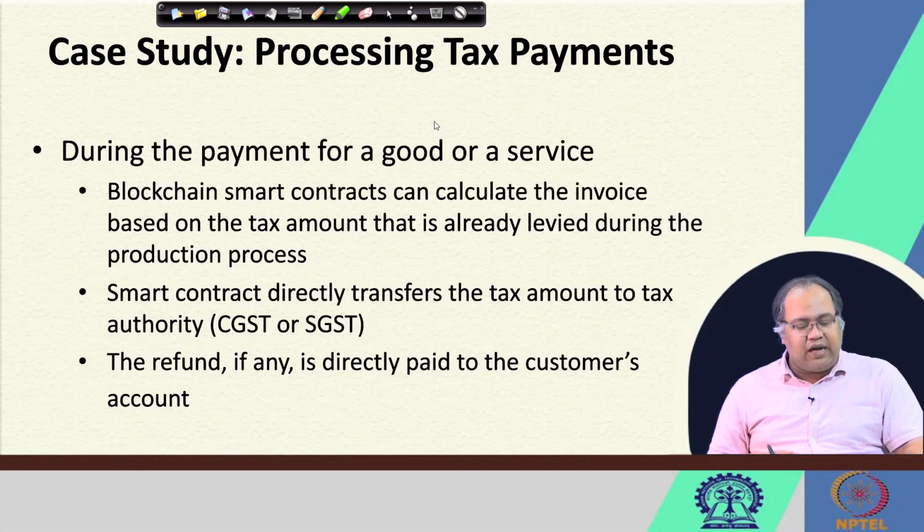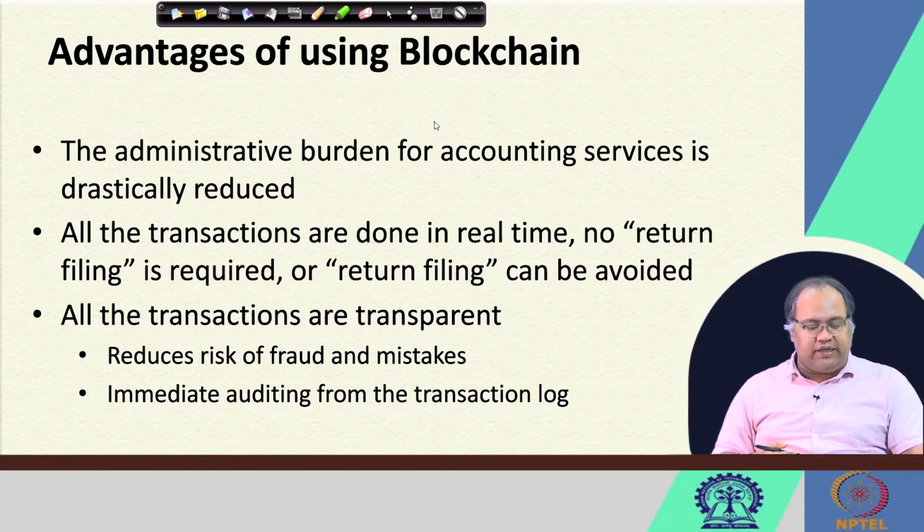As I mentioned earlier, during the payment for a good or a service, these blockchain smart contracts can calculate the invoice based on the tax amount that is already levied during the production process, and the smart contract directly transfers the tax amount to the tax authority like CGST or SGST, and if there is a refund, then it is directly paid to the customer's account. So that way, rather than having a manual auditing process, you can have a smart contract which can possibly automate the entire process. So that way you can think of visualizing it.